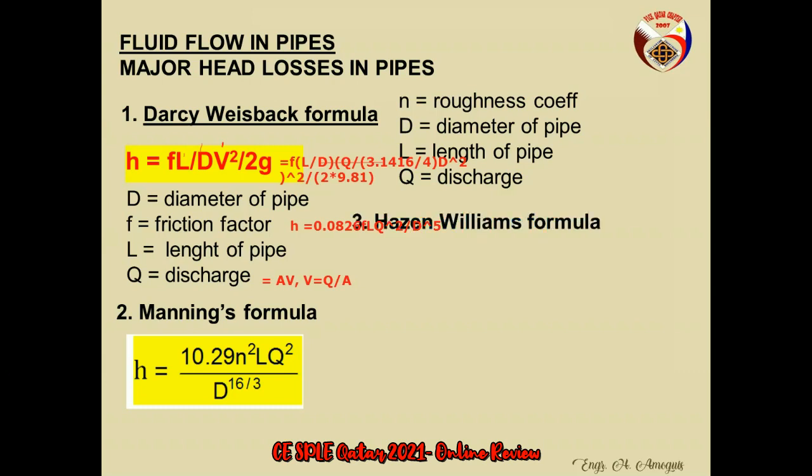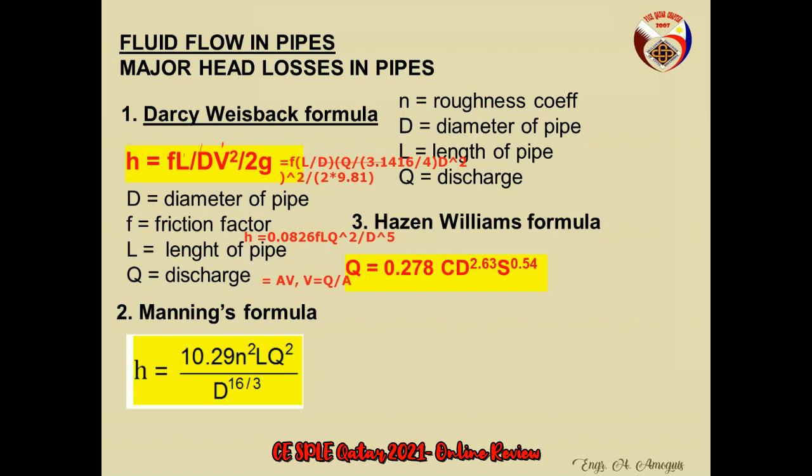So one is the Hazen-Williams formula. These three are the most common ones used to solve. Maybe there are some others, but for board exam purposes, these three are always used. So Q equals 0.278 C D raised to 2.63 S raised to 0.54.